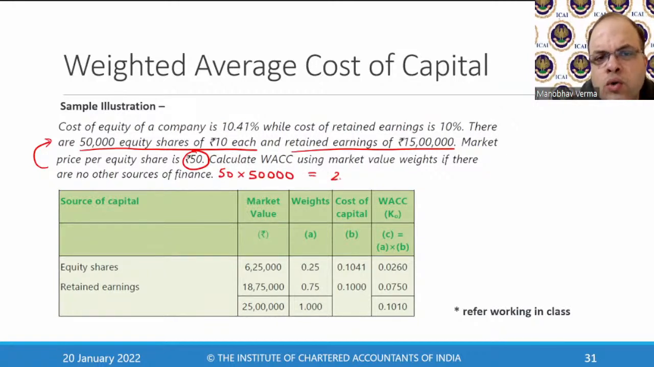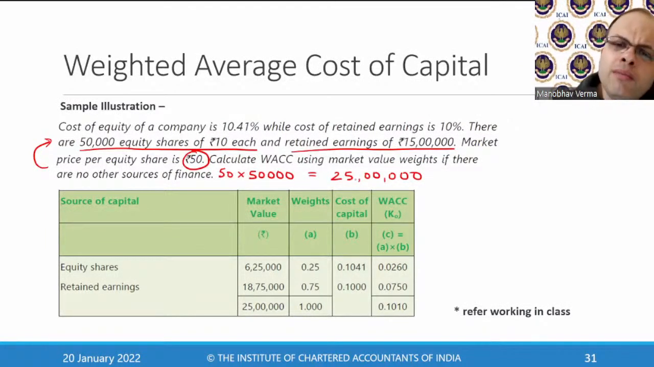So that comes out to be 25 lakhs. Guys, is everyone with me on this? 25 lakhs is the market value of the equity, guys. How would I allocate this? In what proportion? Can anyone tell me? This is market value. The question is I have to calculate the WACC using market value weights.